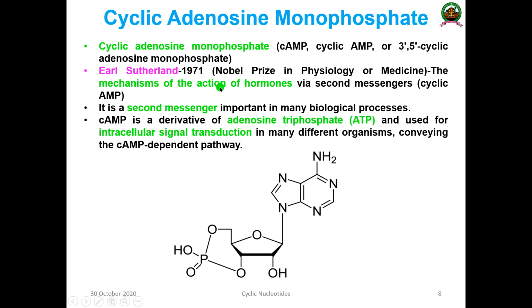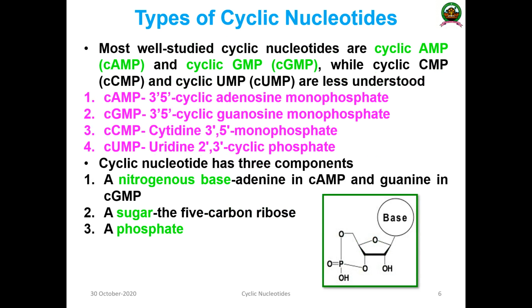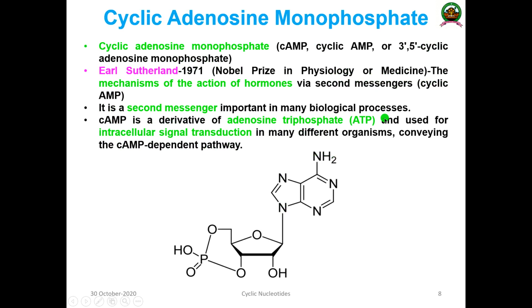Although there are 3 different types of cyclic nucleotide, we are going to discuss the first 2. These are very well studied molecules, as I said. So cyclic AMP, that is 3', 5' cyclic adenosine monophosphate, and cyclic GMP, that is 3', 5' cyclic guanosine monophosphate. We are going to discuss in detail.